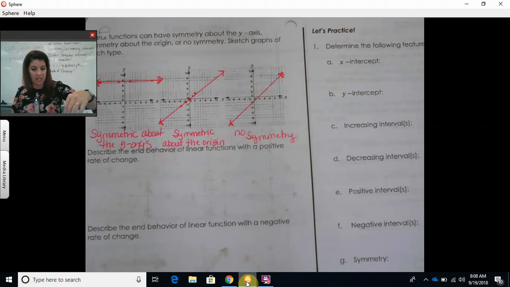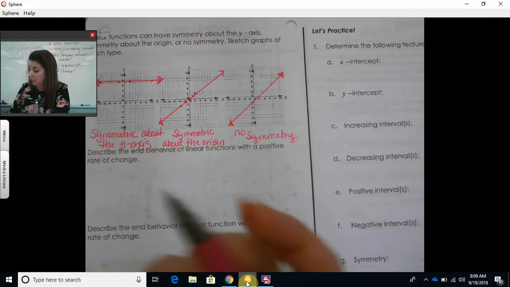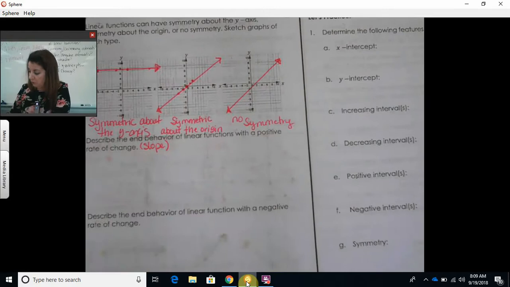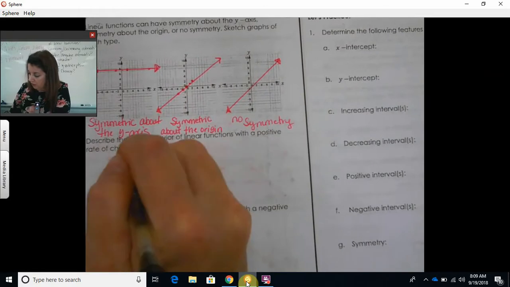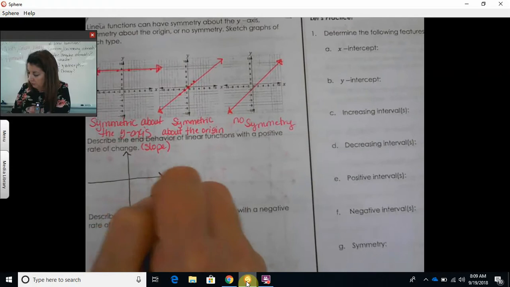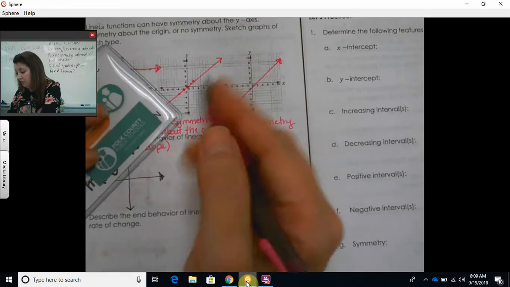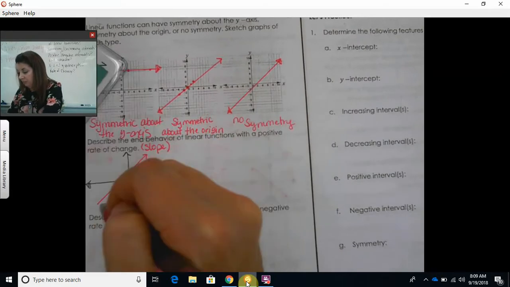The next part says, describe the end behavior of linear functions with a positive rate of change. So when you're talking about linear functions, rate of change is the same thing as what? What's rate of change talking about? Slope, right? You learned that in Algebra 1. Rate of change is the same thing as slope. So basically, we already answered this question on the previous page. I'm just going to sketch a quick little graph. And I'm just going to draw some random line with a positive rate of change. Same thing as positive slope.